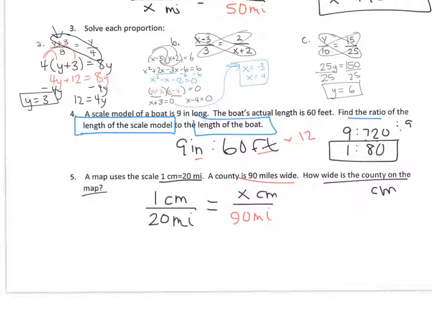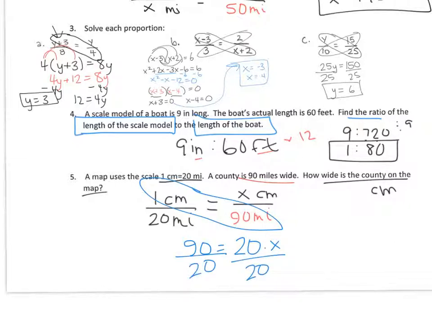So now I use the cross product property, and I multiply 1 times 90, so I get 90 equals 20 times x. So I divide both sides by 20. The zeros cancel out. 2 goes into 9 4.5 times. So x equals 4.5. Make sure you put your units. So our units, we're talking about centimeters because we're looking at the map. So it's 4.5 centimeters.